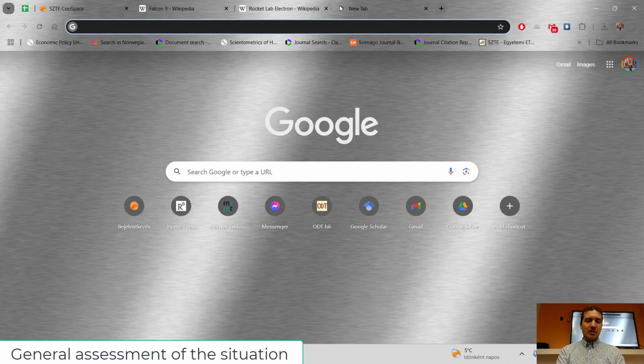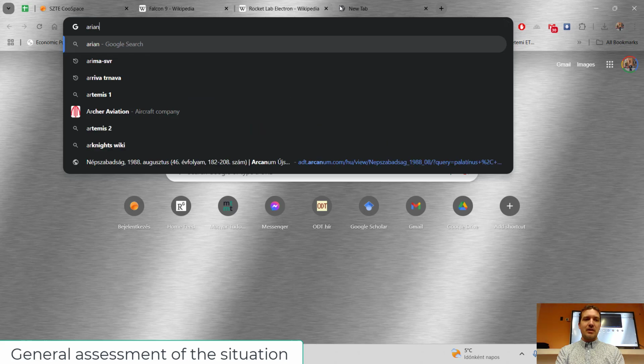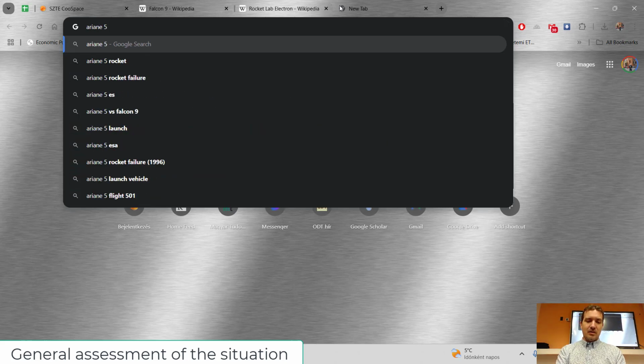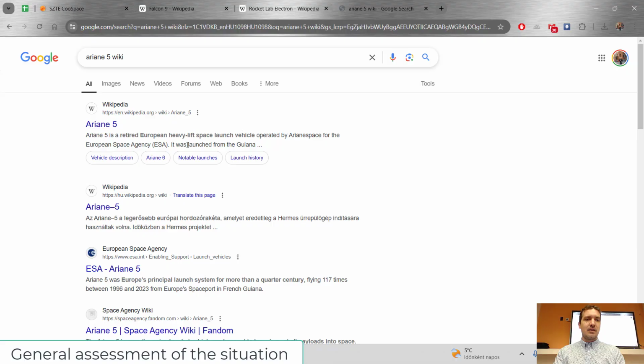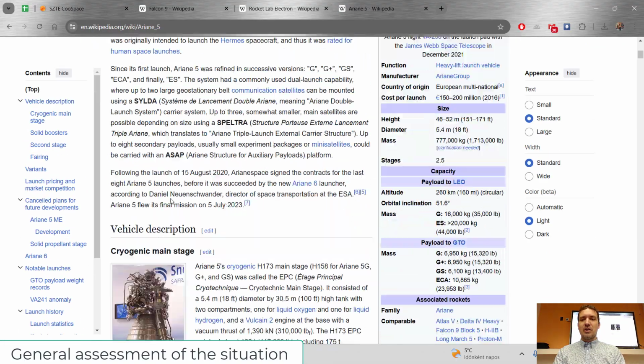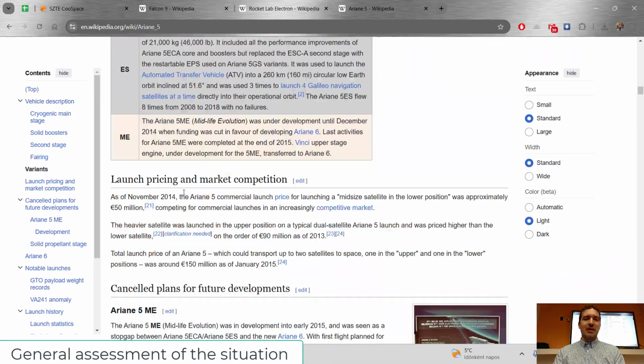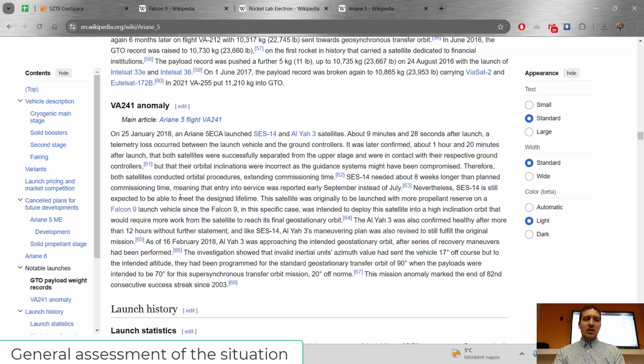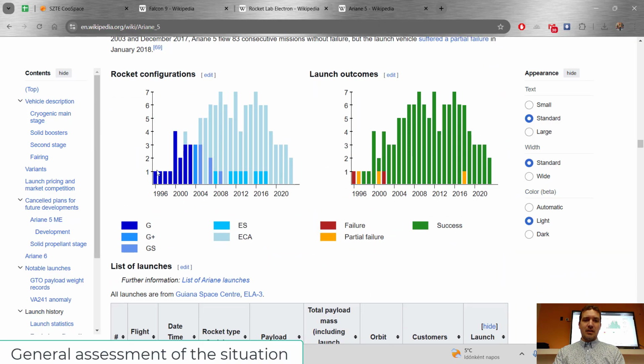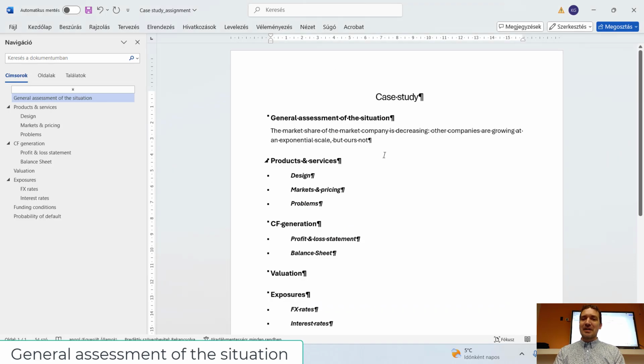So even if we are going back to Ariane 5, Wikipedia site, now it's already retired, doesn't matter because this is where we have statistics. Yeah, we can see that they had some increases, sometimes 7 launches happen, but after that it's a disaster. So it's practically non-existing. It's a declining company.